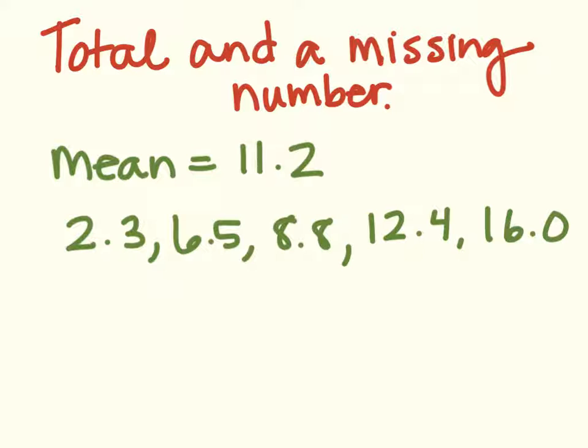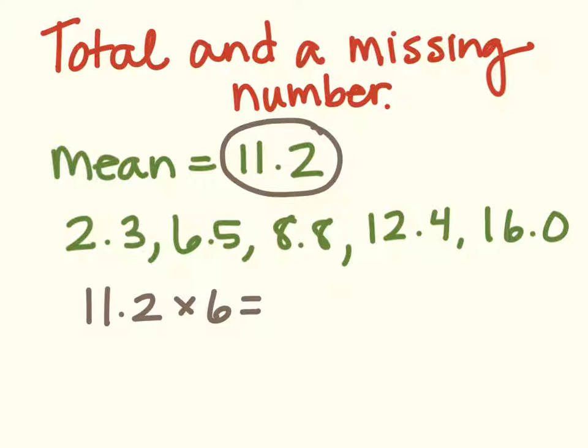There is a simple approach to finding this missing number. First of all, we know the mean is 11.2, and we know that there were originally 6 numbers. So we're going to find the total of the numbers by taking 11.2 and multiplying it by 6. We're basically working backwards. We would have found the total divided by 6 to get 11.2 as our mean. So now we're just working the other way. When we multiply this out, we get an answer of 67.2. So we know that all 6 numbers, when added together, equaled 67.2.